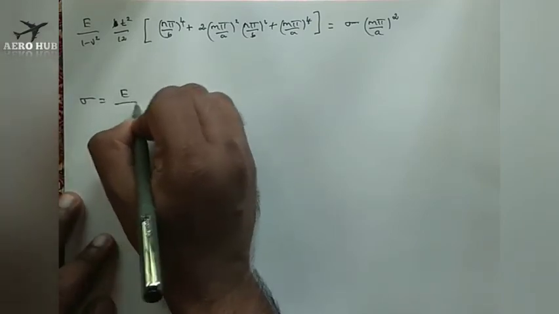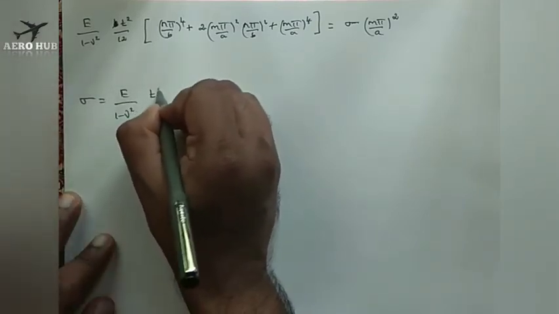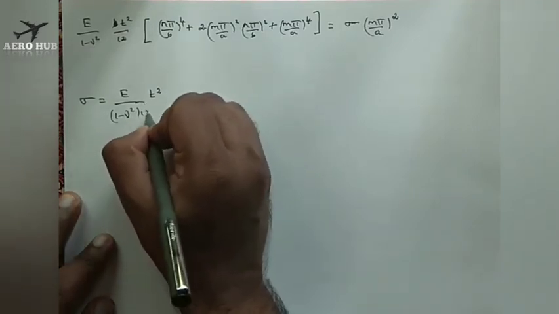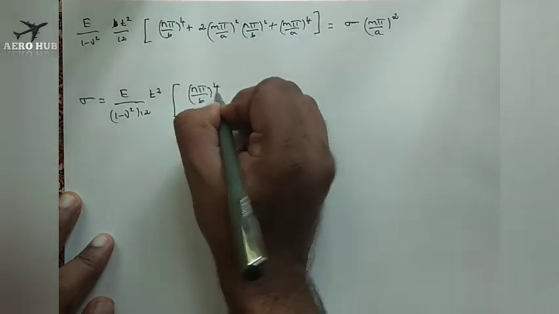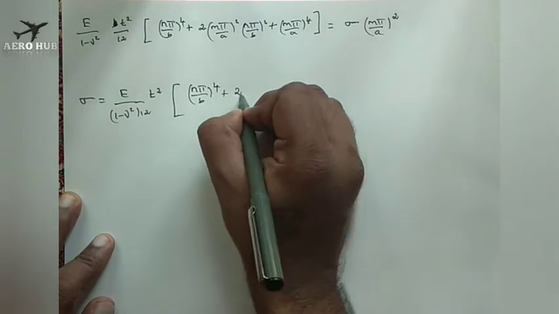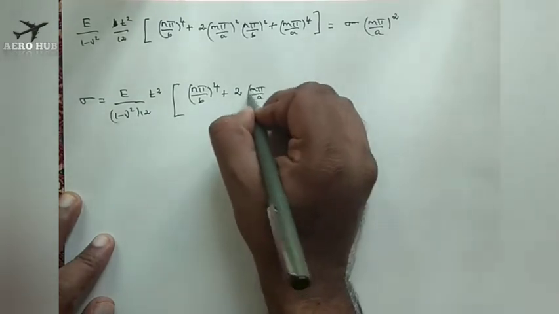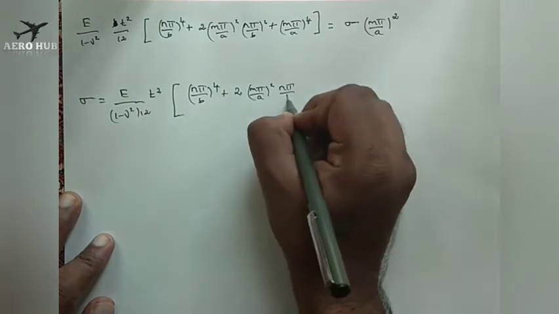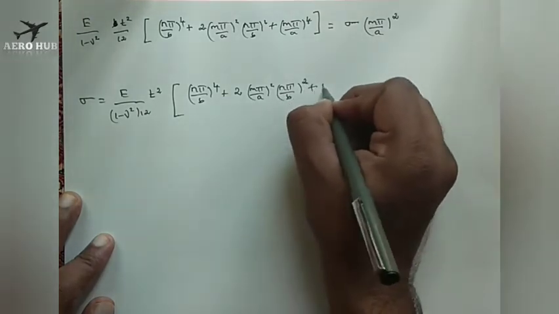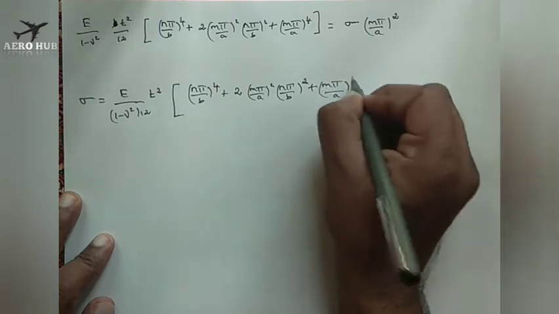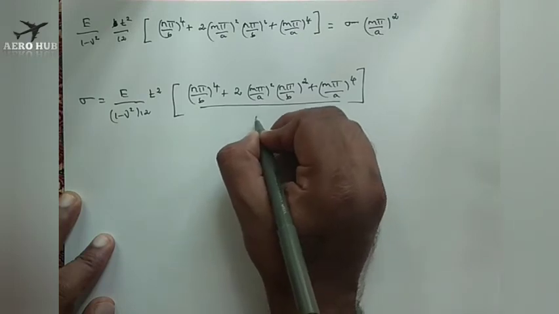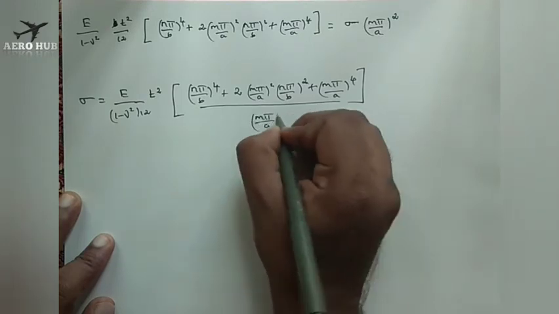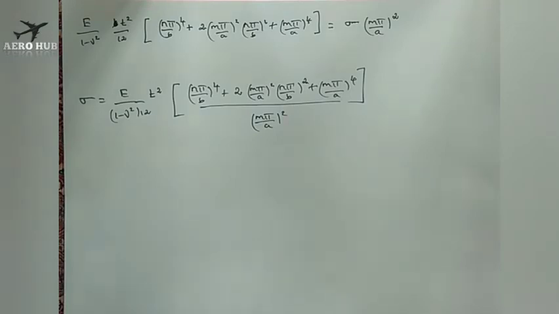E by 1 minus mu square t square into (n pi by b)^4 plus 2 times (m pi by a)^2 (n pi by b)^2 plus (m pi by a)^4 divided by, I will take this term here, it will be (m pi by a)^2. Okay, now I will divide each term.